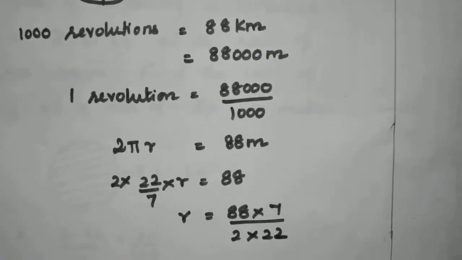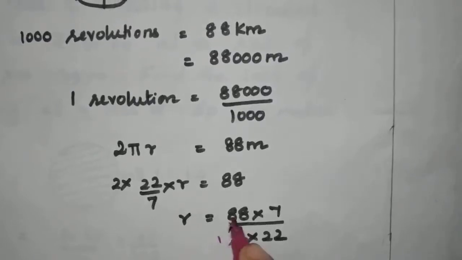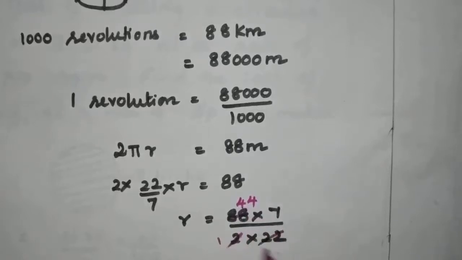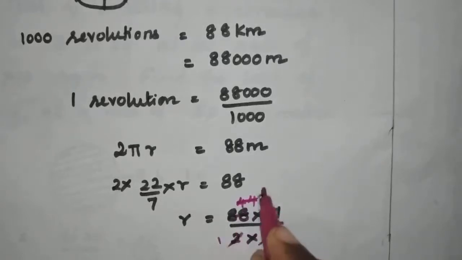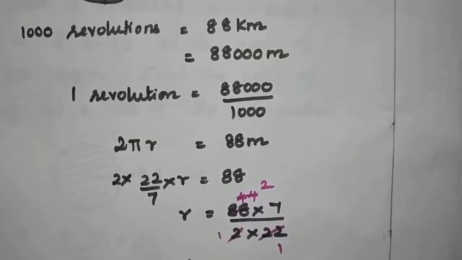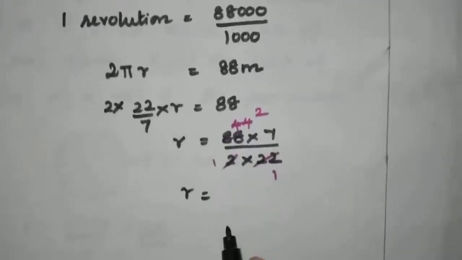So now you can cancel this one. 1 2 is 2 here. 4 2s are 8. 4 2s are 8. Again 1 22 is 22. 2 22s are 44. So the value of r is 14 meter.